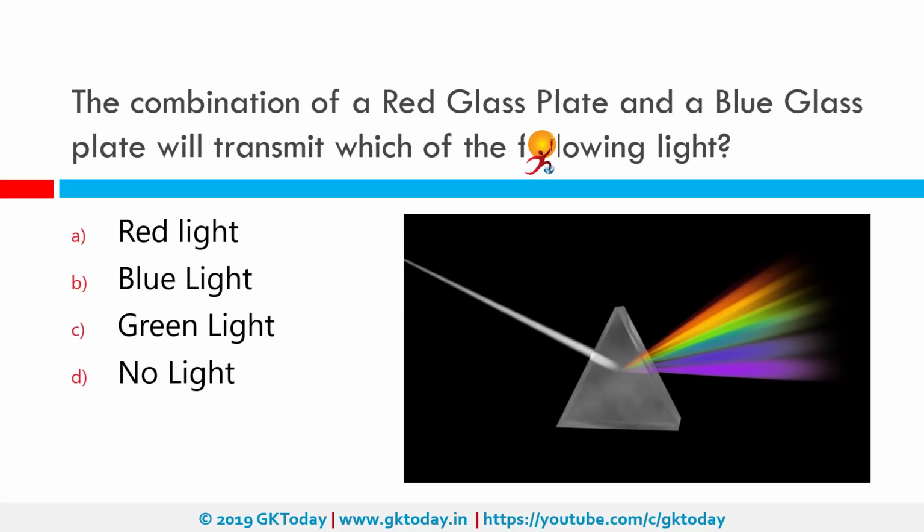The combination of a red glass plate and a blue glass plate will transmit which of the following light? Correct answer is it won't transmit any light. This is because the red filter only allows red light through, the other colors of the spectrum are absorbed. This light will not be allowed by the blue glass because it only allows blue light and vice versa. As a result, no light will pass.